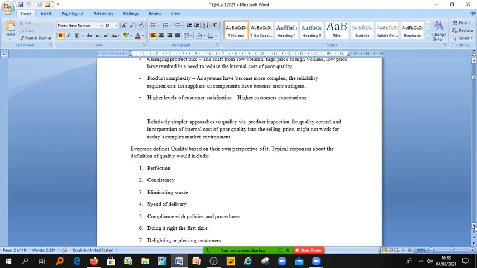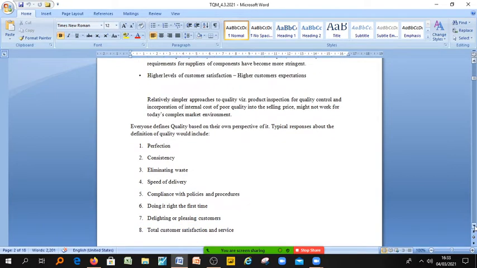So let's look at the perspectives in which we can define quality. There are a number of them. We can look at quality from different perspectives. One of them is perfection. Then consistency. We are going to look at all these.